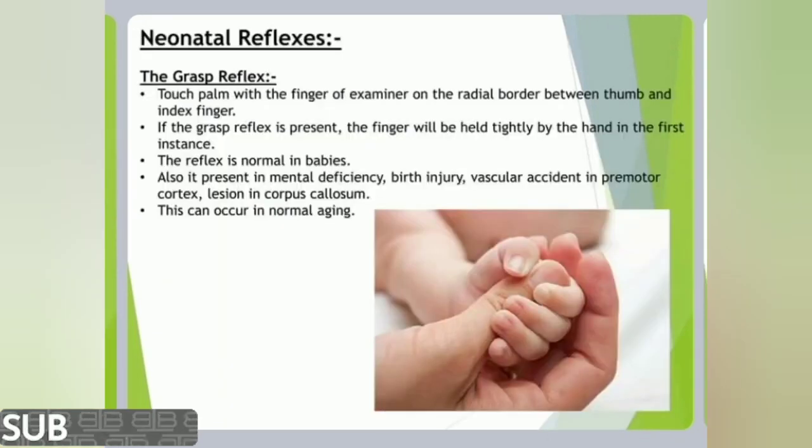Now in this slide we will learn about neonatal reflexes. First one is the grasp reflex. Touch the palm with the fingers of the examiner on the radial border between thumb and index finger. If the grasp reflex is present, the fingers will be held tightly by the hand. The reflex is normal in babies. Also it is present in mentally deficient persons, birth injury, vascular accidents, or premotor cortex lesion or corpus callosum lesion. This can occur in normal aging.